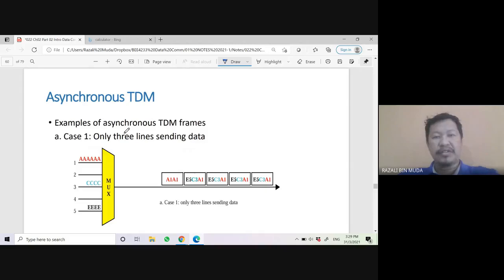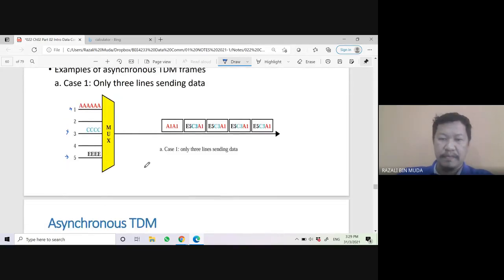Examples of asynchronous TDM. Case 1, only 3 lines have data: line number 1, line number 3, and line number 5. So here you have A1, C3, E5, repeating.